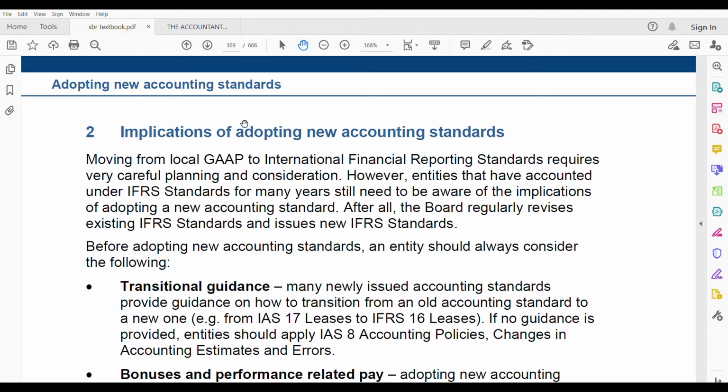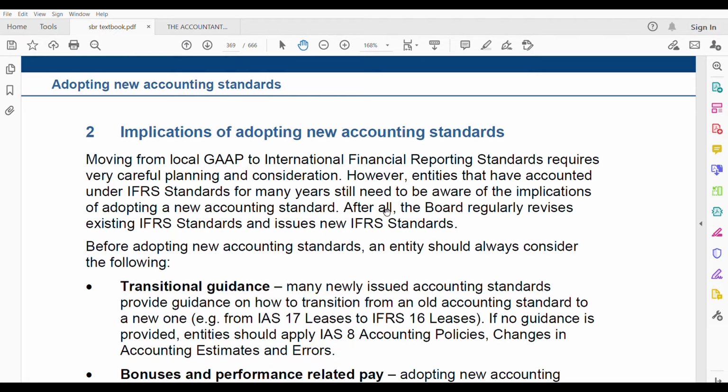So, implications. What are the implications when you adopt new accounting standards? You are moving from your local GAAP to IFRS. You have to carefully plan and consider this, whether it is beneficial for you to do it or not. Entities that have accounted under IFRS for many years, what about them? They still need to be aware of the implications of adopting a new accounting standard.